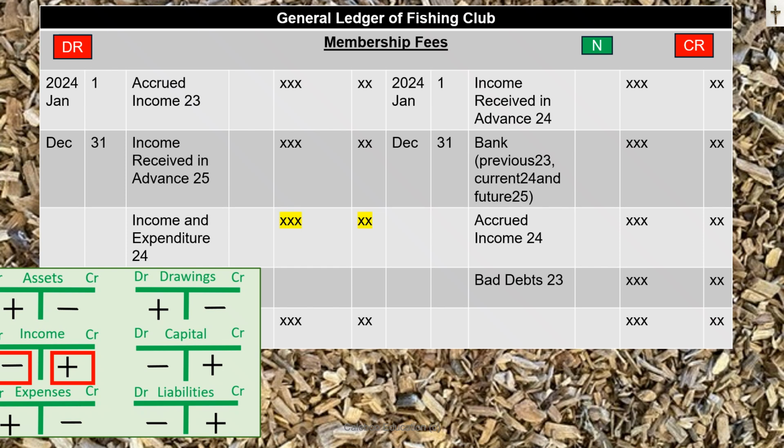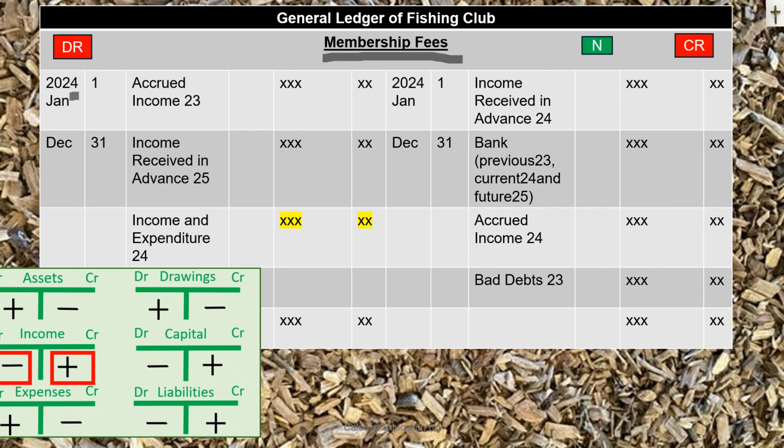Hello everyone, I'm going to try and keep this video under 20 minutes. I'm going to explain to you how to complete the membership fees account. The membership fees is the way of a club earning income. So in the membership fees account, remember you're going to get asked to complete the membership fees account. We are doing the membership fees account for 2024.